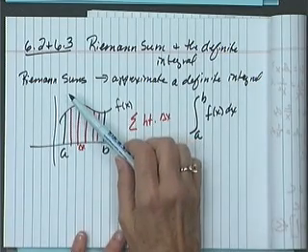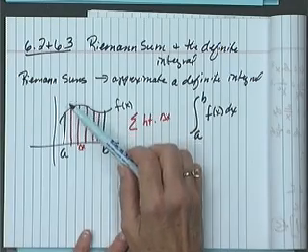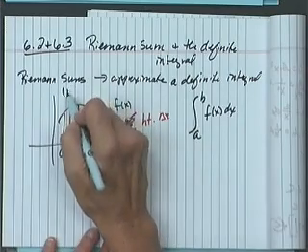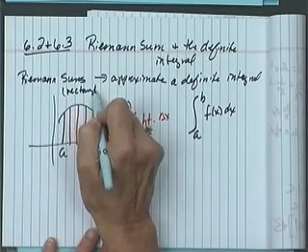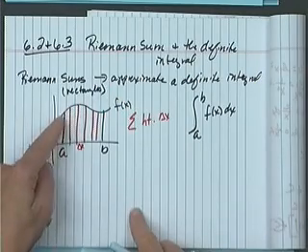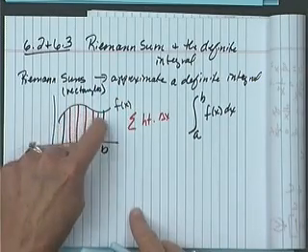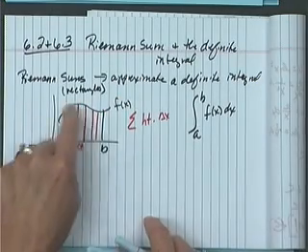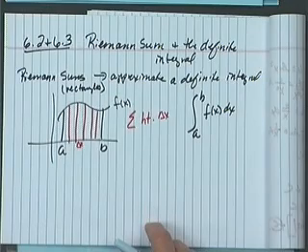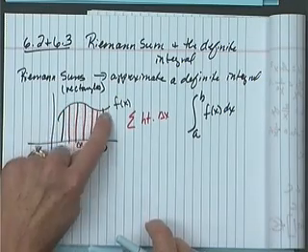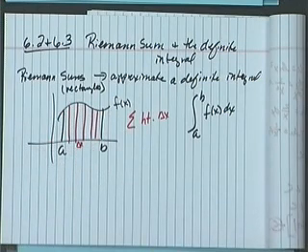And there are also two other ways besides Riemann sums. Riemann sums make little rectangles. Another way you can approximate the area is to make little trapezoids instead of little rectangles. That's called the trapezoidal rule. And another way is called Simpson's rule, where you make little parabolas on top. We only do Riemann sums here.